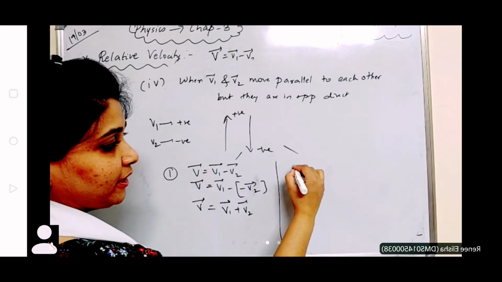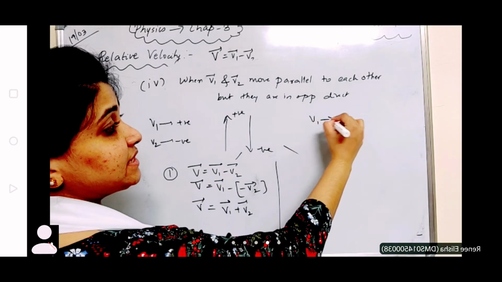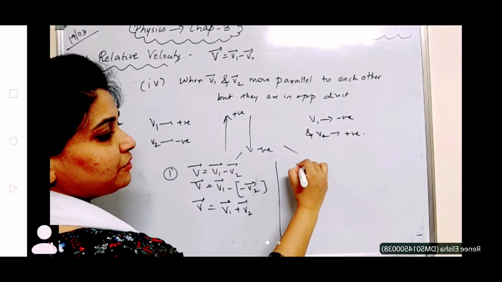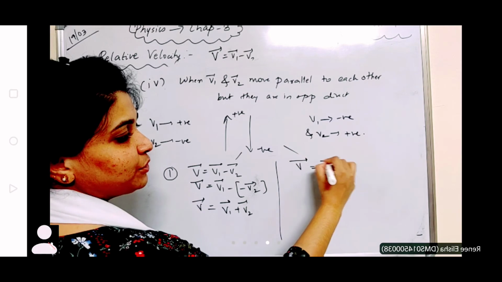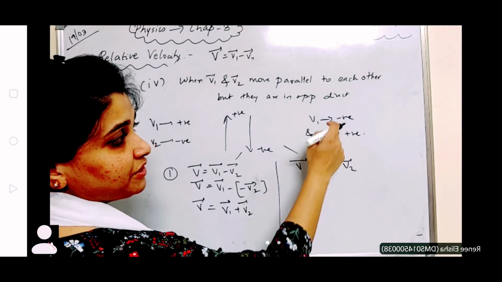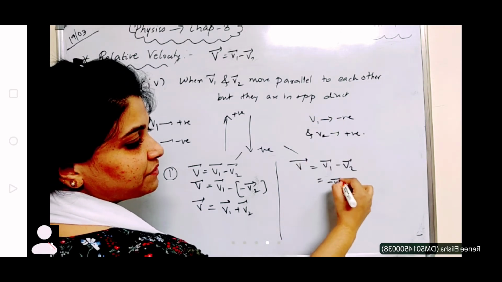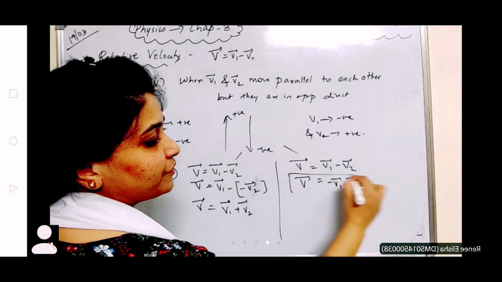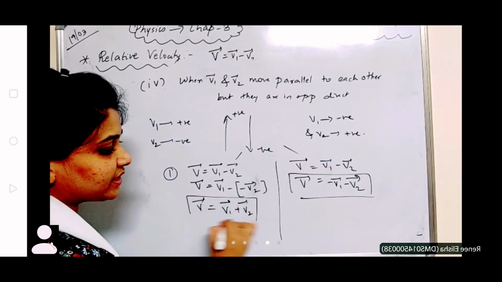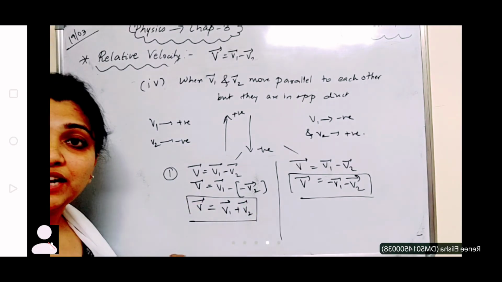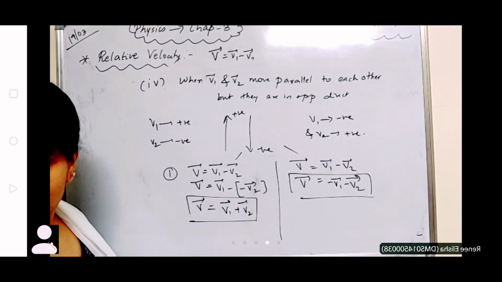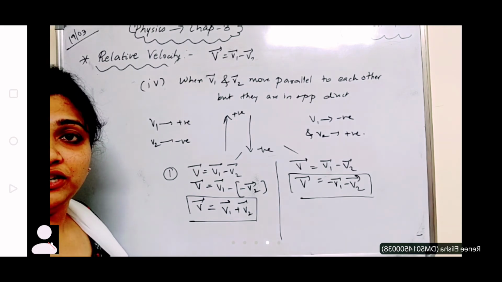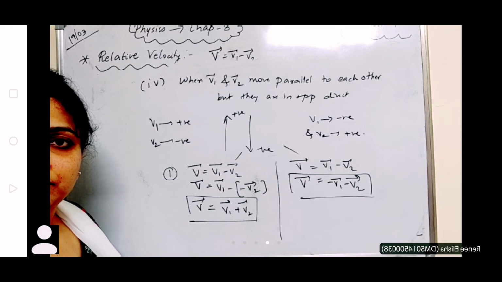Or it can also be that V1 is negative and V2 is positive. So what will happen? We know that relative velocity V is equal to V1 minus V2. So V1 is negative, they said. So it will become minus V1 minus V2. Yes? So it can be either of them. This can also be there or this can also be there. It depends on which direction V1 and V2 are going. Am I clear, children? Understood? Four cases? Yes, ma'am.